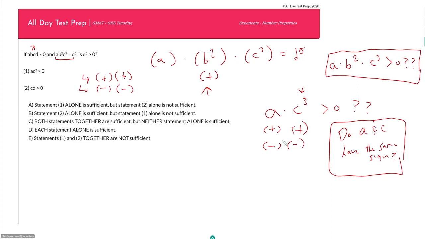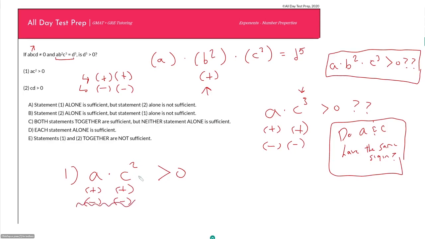That is how we got from here all the way to here. Now let's look at our statements. Statement 1 says a times c squared is greater than 0. So if something times something is greater than 0, again, there's only two ways that can be true. We have a positive times a positive, or a negative times a negative, but c squared must be positive. So this is not possible.